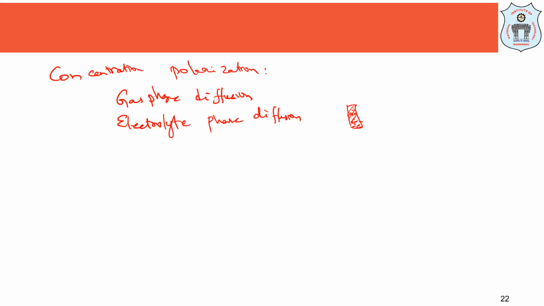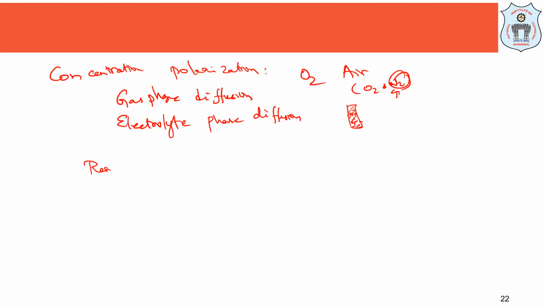Gas phase diffusion will face resistance when there is accumulation of inert gases. For example, instead of oxygen, when you use air, it consists of oxygen and nitrogen. This nitrogen is inert. As the concentration of nitrogen increases in the system, we are going to have a buildup of these inert gases. Thereby, the volume available for diffusion of the hydrogen or oxygen is going to get reduced, right? So this will contribute to the concentration polarization.